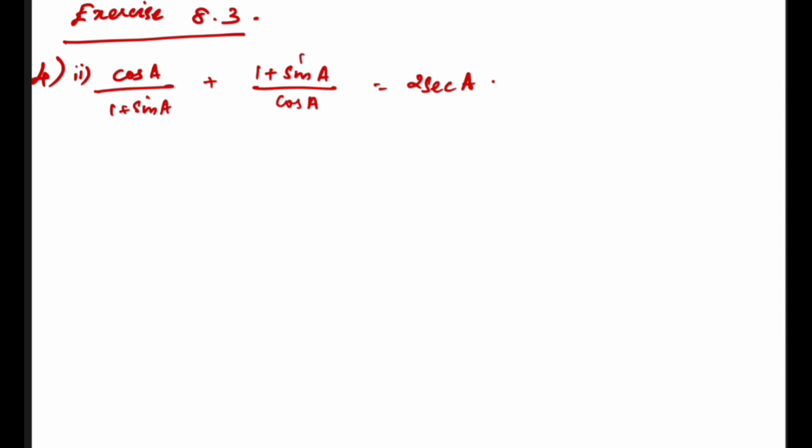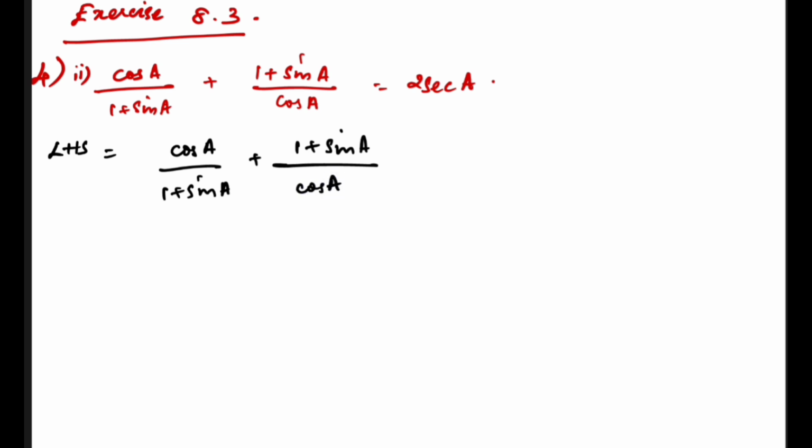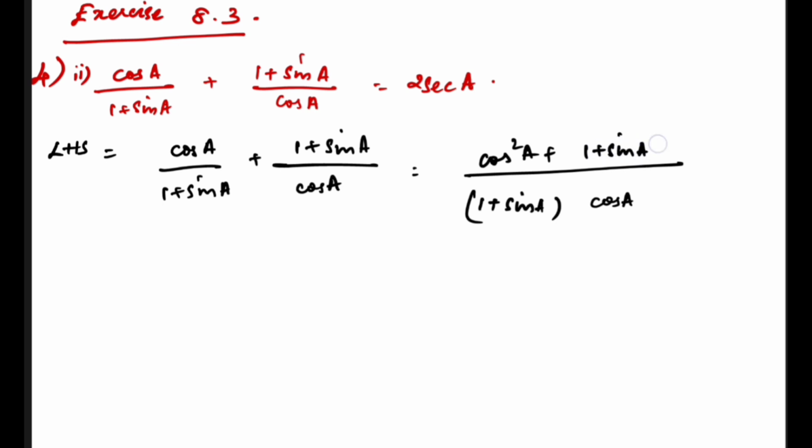Let us take LHS first because LHS has more number of terms. Cos A divided by 1 plus sin A plus 1 plus sin A divided by cos A. Let us take LCM. LCM of these trigonometric ratios, just multiply them: 1 plus sin A into cos A. The numerator we will get cos square A plus 1 plus sin A the whole square.